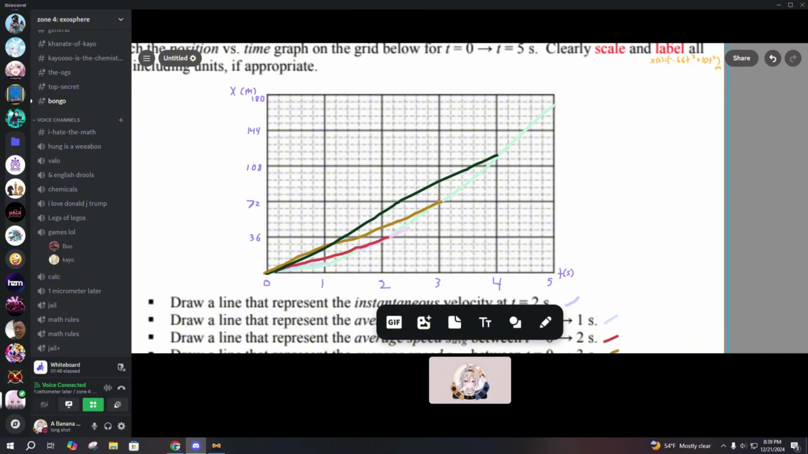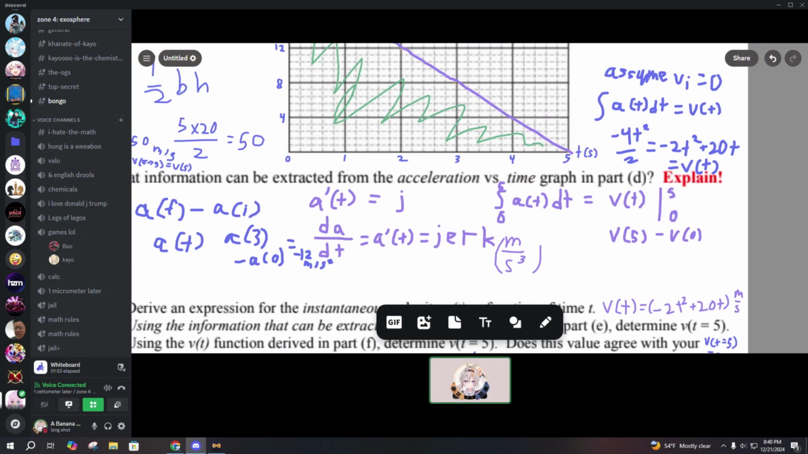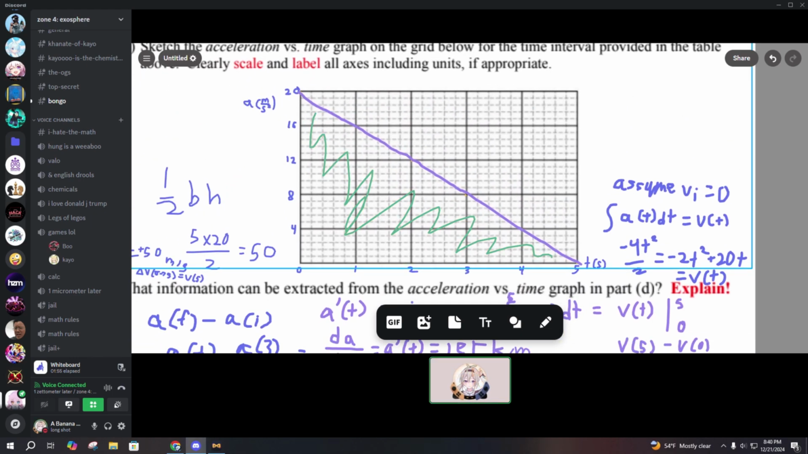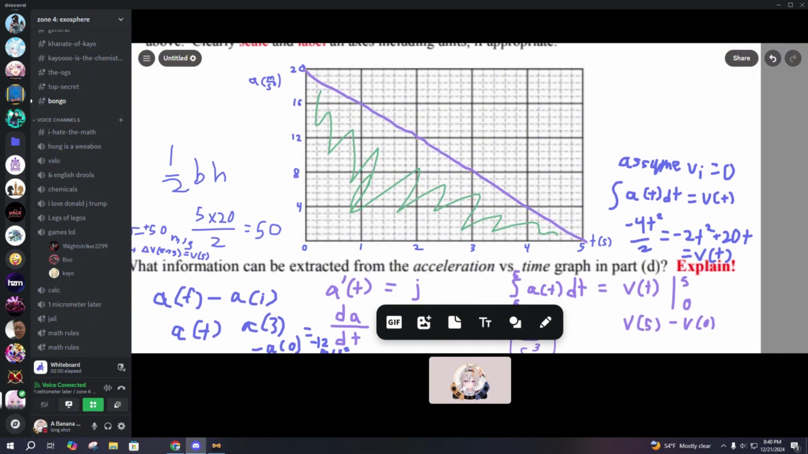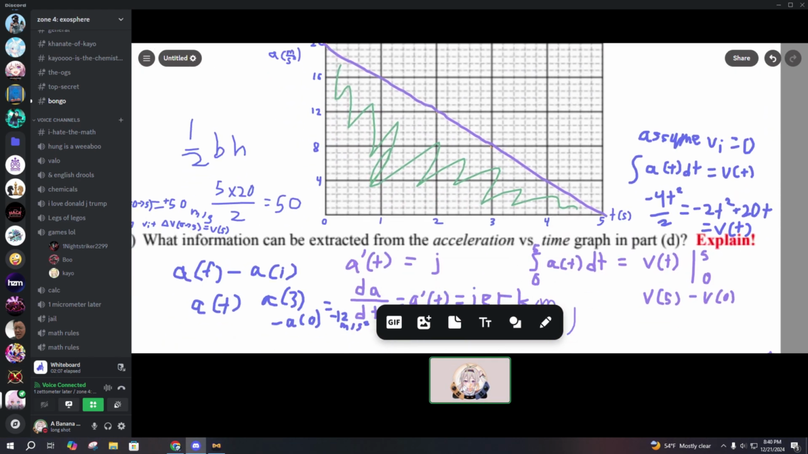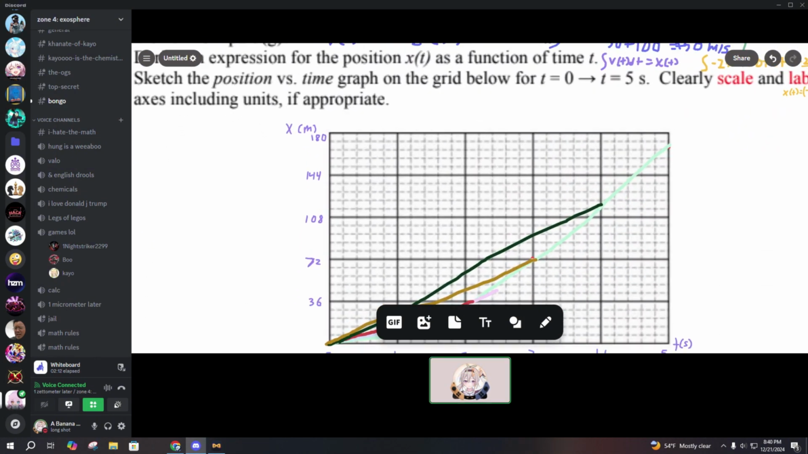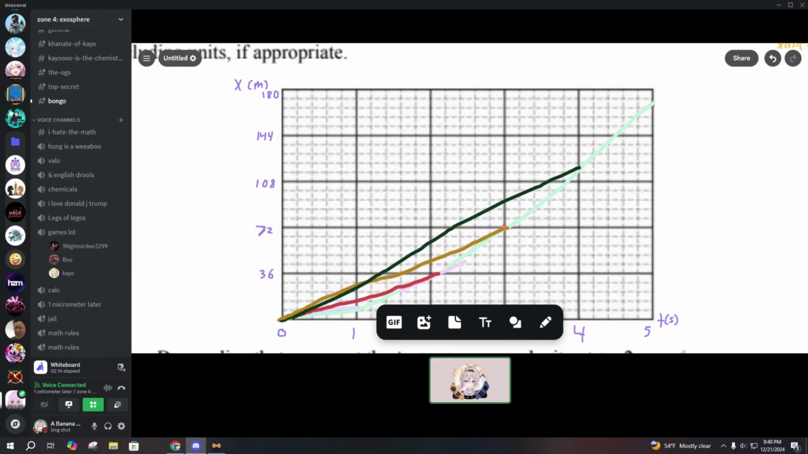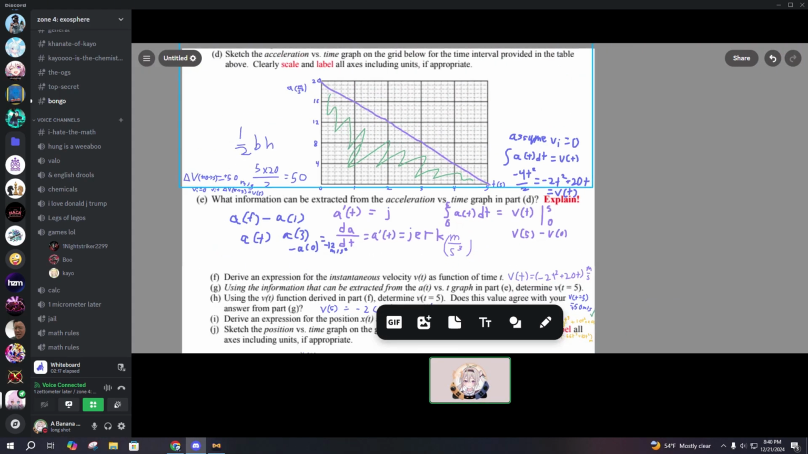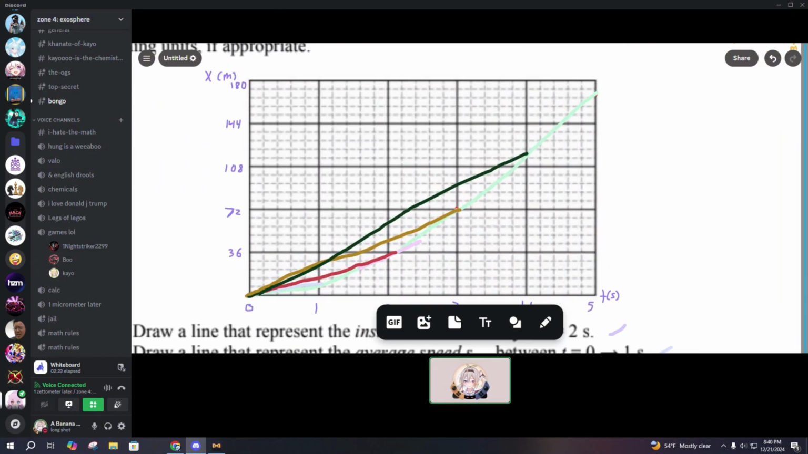Now we're here. This wants me to explain what happens to the average speed of the car during each second, right? Well, first off, let's look at this acceleration graph real quick. You see that this acceleration is always positive, right? Meaning velocity is always increasing. But we know that velocity starts at 0, because that's what we're assuming. So if we assume that velocity starts at 0, and velocity is always increasing, that means we can safely say that velocity is always positive. And since velocity is always positive, we know this position function is also going to be increasing in this observed time frame.